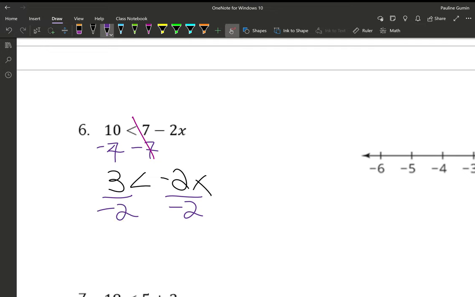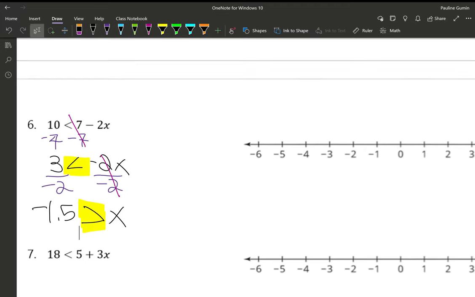They cancel here. Beautiful. On the left, 3 divided by negative 2 is negative 1.5, x on the right. And because we divided by a negative, our symbol must flip. So x is actually less than negative 1.5. Let's find negative 1.5 on our number line. That's right here. We're going to make an open circle on it. And because it's less, our arrow goes to the left.